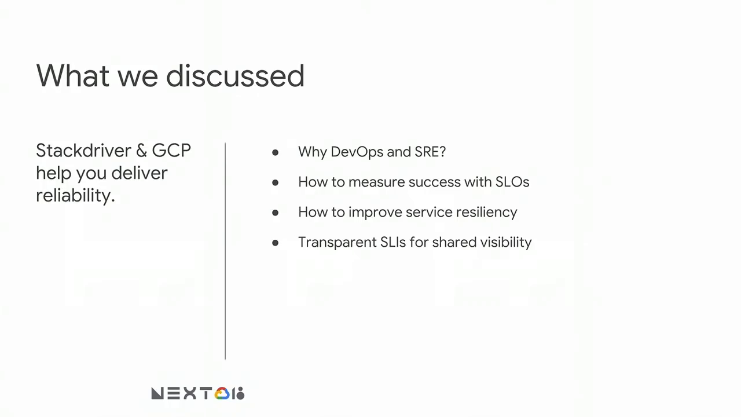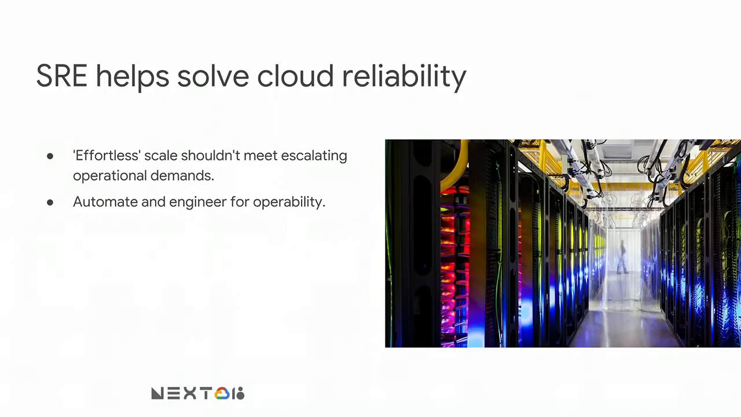So to conclude, today we talked about 4 different things. We talked about why you should adopt SRE techniques, and how SRE helps solve operational problems that you may be having. And then we talked about 3 specific ways of applying these SRE techniques: how to measure your success with your customers using SLOs; how to reduce your time to resolve and your time to detect; and how to debug problems that are somewhere between Google and your own code by using transparent SLIs.